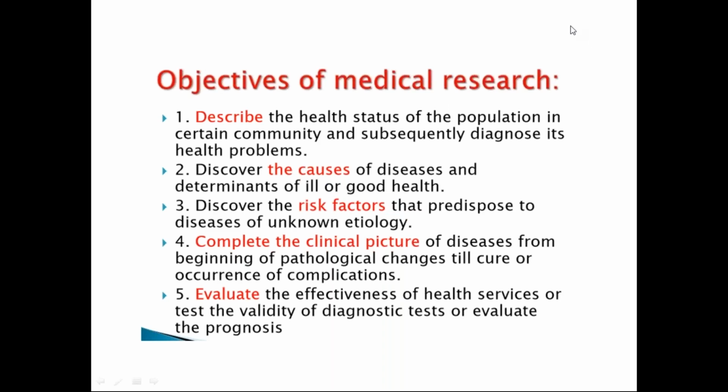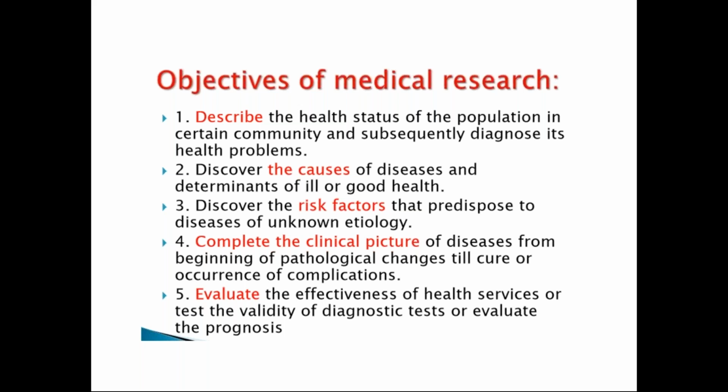Okay. So the objective of medical research, epidemiological research, is to describe the health status of the population in a certain community and subsequently diagnose a health problem. So that is why we do research. Another reason is to discover the causes of disease and determinants of ill health or good health. So what are the causes of disease or determinants of health? So that's why we do epidemiology studies. Another thing is to discover the risk factors that predispose to disease of unknown etiology. So there are some diseases that are of unknown etiology. What are the risk factors?